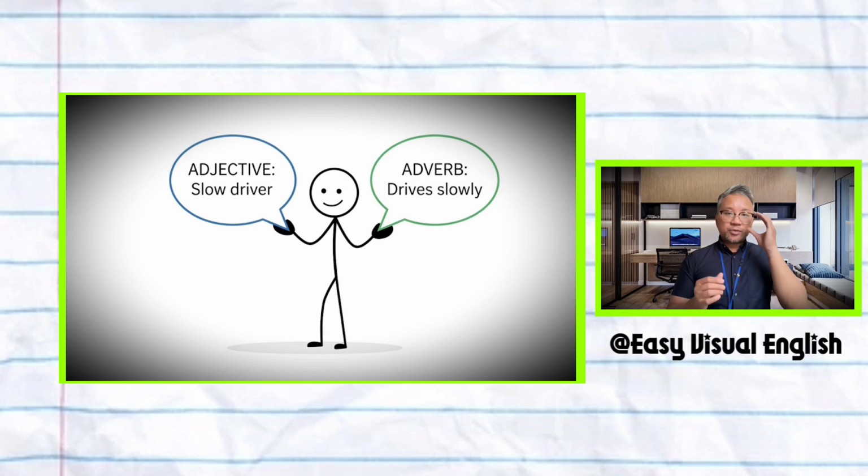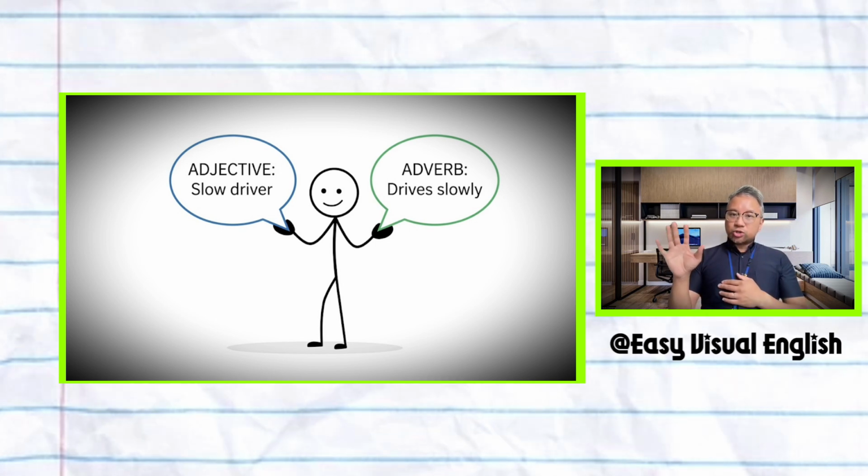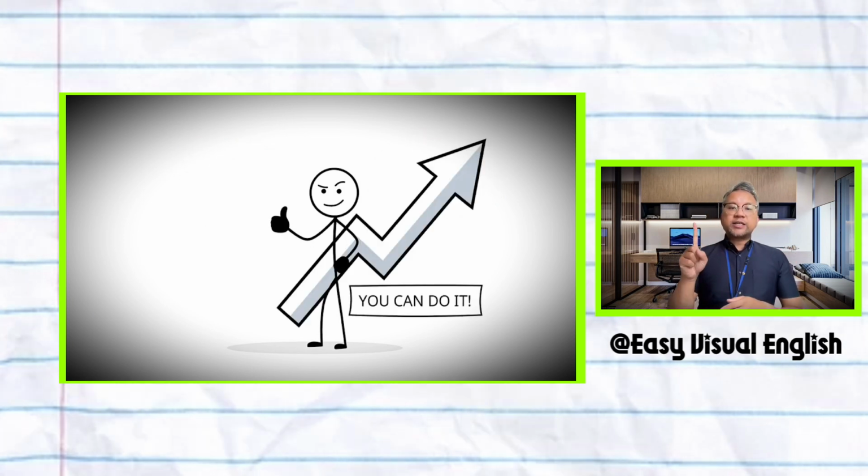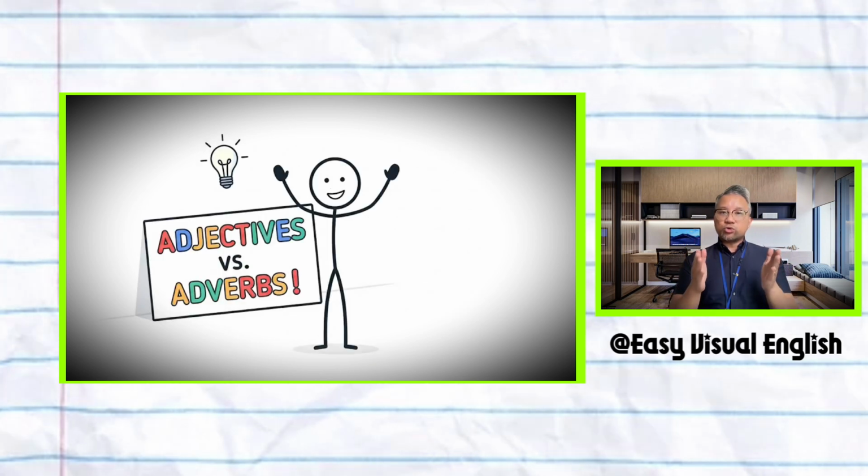Let's compare. He is a slow driver. Slow modifies driver. He drives slowly. Slowly modifies drives. Adjectives make things clear. Adverbs make actions vivid. You are doing great.